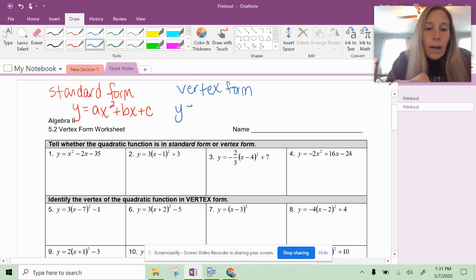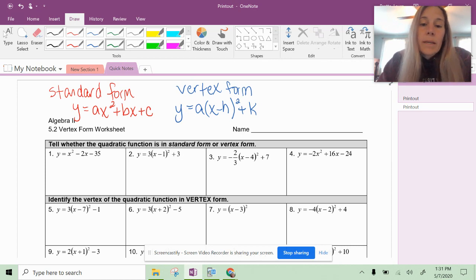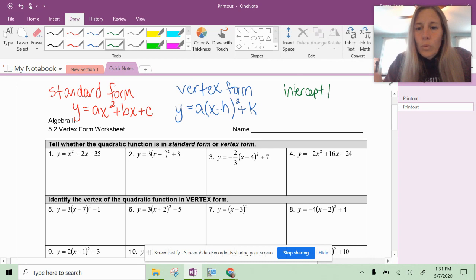And that is y equals a times (x minus h) squared plus k. And that form is a little bit factored from this. It's not totally factored. The intercept form was the other one we worked with last week. Intercept or factored form, and that is y equals a times (x minus p) times (x minus q).